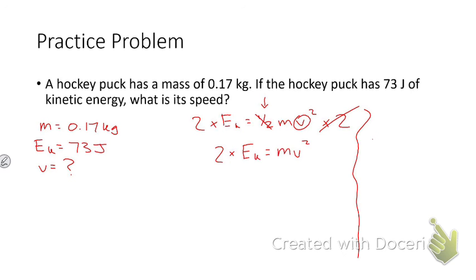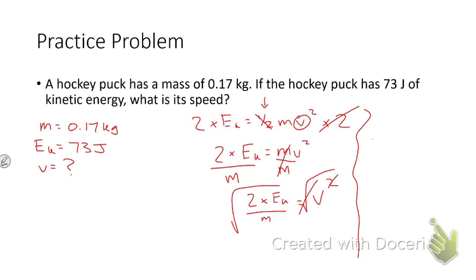Alright, so we're isolating for velocity. Right now we have mass times velocity squared, so let's divide both sides by m. Now we have 2 times Ek over m is equal to v squared. What is my last step to getting velocity by itself? Yeah, we definitely need to take the square root of that. So now we have velocity is equal to the square root of 2 times Ek divided by mass.